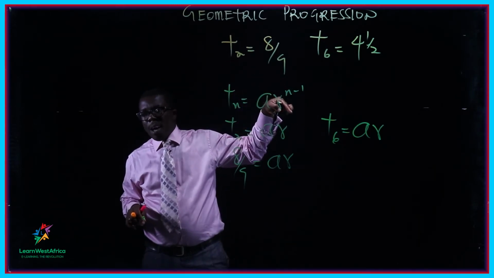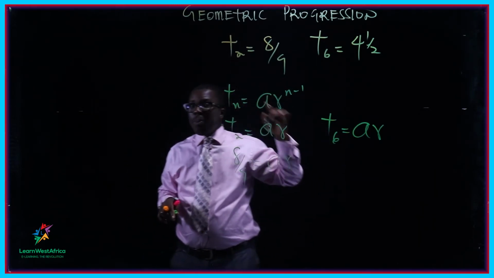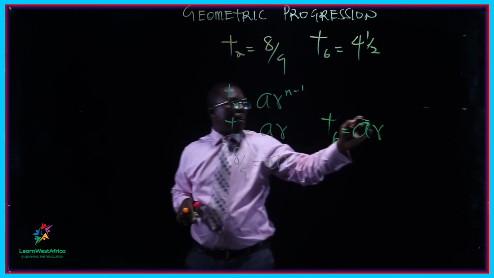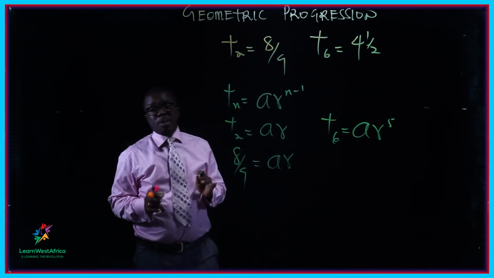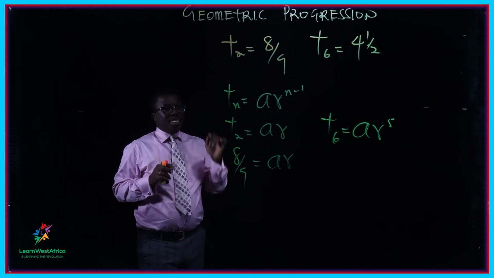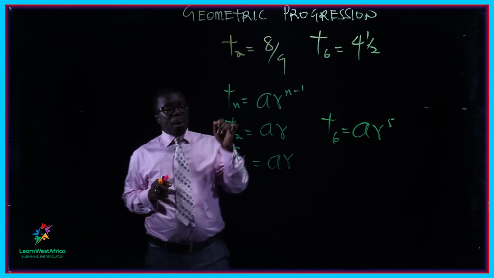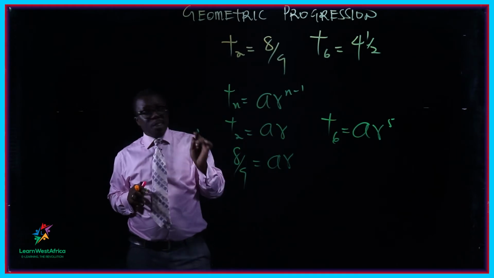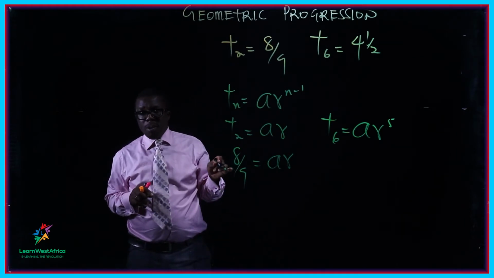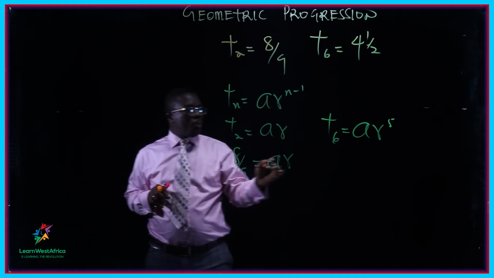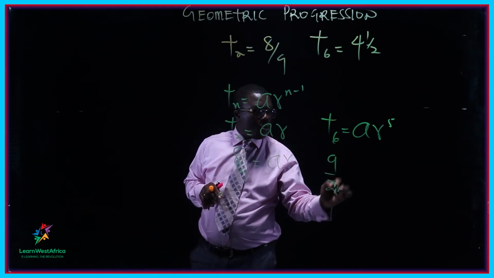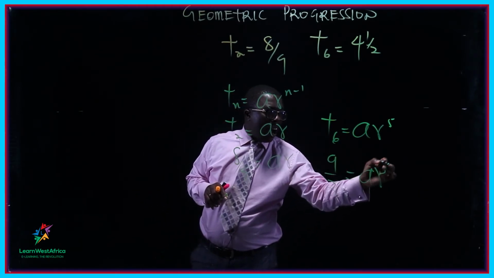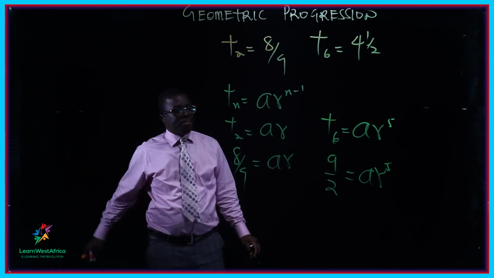And what is 6 minus 1? 5. So our T6 will be AR to the power 5. Now the problem says that your T6, your sixth term, is 4.5. We've already found out that 4.5 is the same as 9 over 2. So we'll just put our 9 over 2 equals AR to the power 5.